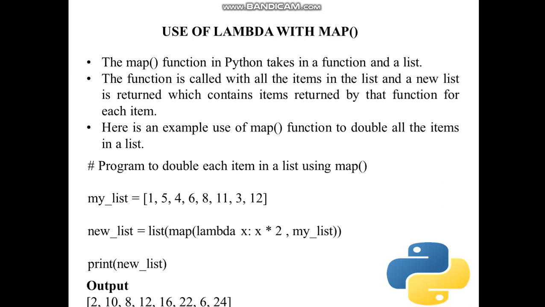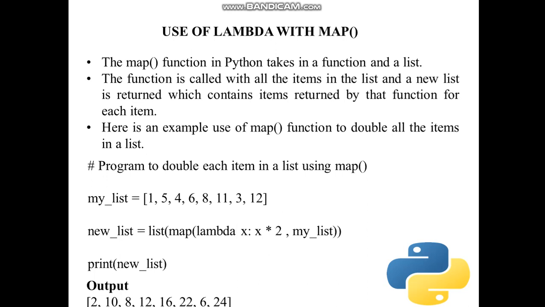Next is use of lambda function with map. The map function in Python takes in a function and a list. The function is called with all the items in the list, and a new list is returned which contains items returned by that function for each item. Here is an example use of map function to double all the items in a list. Program to double each item in a list using map.